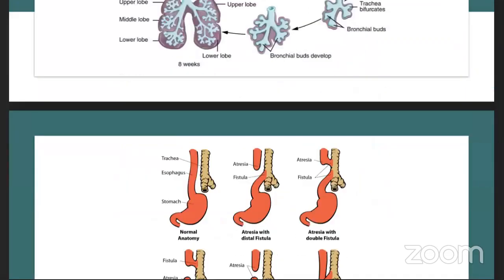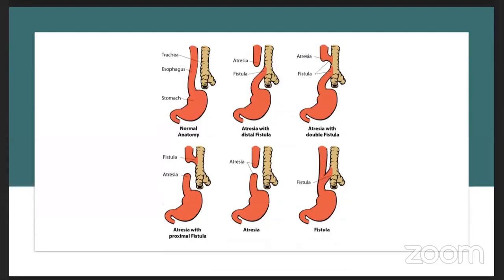Here's the embryology of the respiratory system, development of the tracheal buds anterior to the esophagus. And how does this impact us? You get children who are born with things like tracheoesophageal fistula, and that has implications on their life moving forwards.